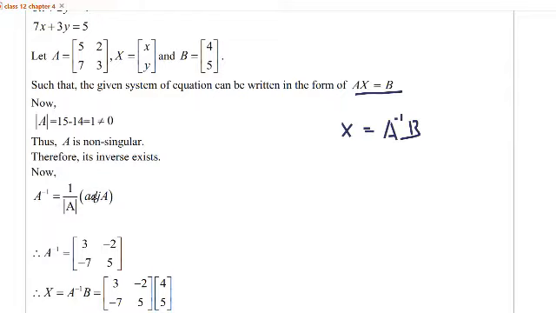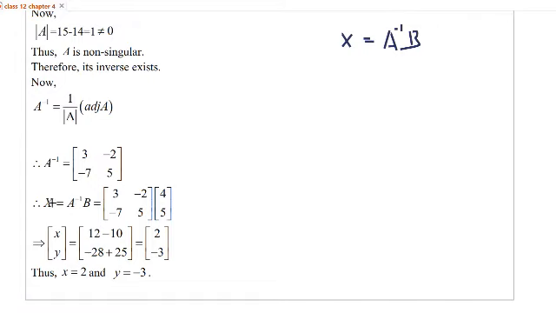Now A inverse is 1 upon determinant A, and determinant A is 1, so 1 upon 1 into adjoint A. Adjoint A, I have already explained. Interchange these values 3, 5 and change the sign of these values, and now finally we'll get matrix X, that is the value of x and y, and that is A inverse into B.